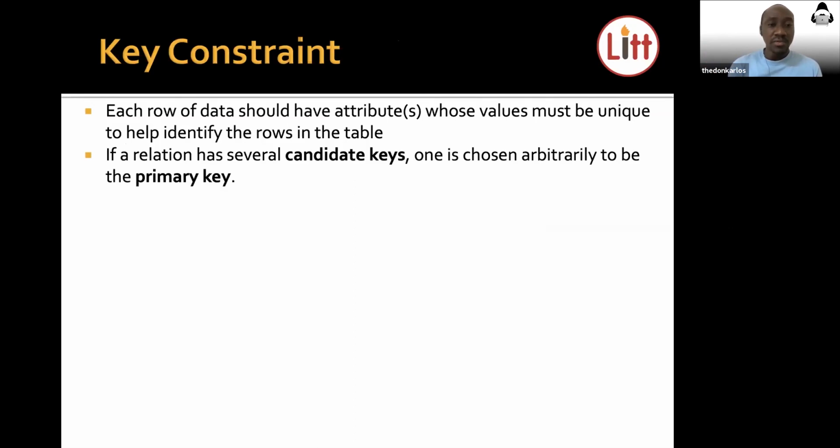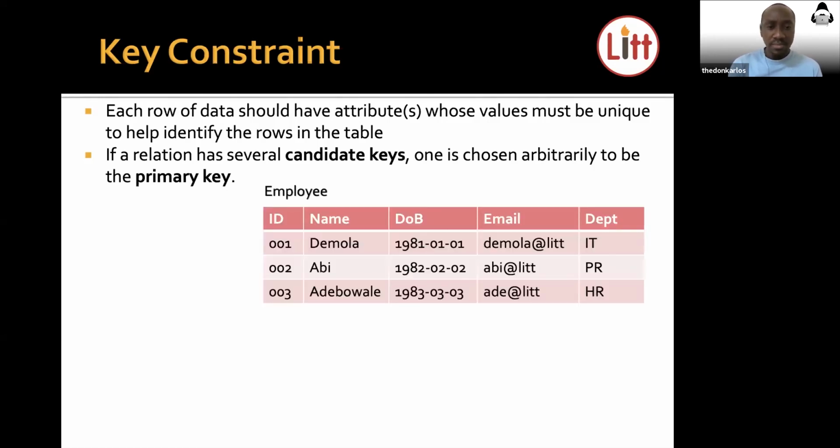We say each row of data should have attributes whose values must be unique to help identify the rows in the table. There are times that you could have several keys that could qualify as the key attribute. We call them the candidate keys. When you are faced with such a situation, you need to choose only one of the keys to become the primary key. We'll look at an example here again.